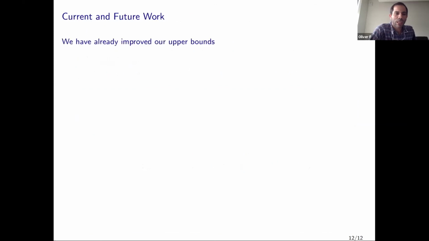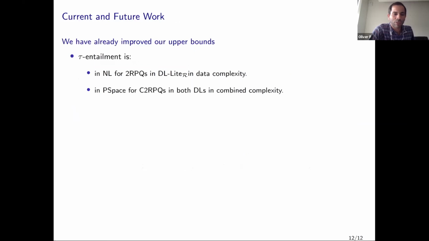Just to finish, in the meantime, we have already improved the upper bounds. We proved that for two-way regular path queries in DL-Lite R, we can decide the entailment problem in non-deterministic logarithmic space, and we found a way to use the bound on the depth of the model to come out with a P-space algorithm for data complexity. And these upper bounds are tight in the sense that the problem is NL complete and P-space complete, which were most of the bounds that were left open.